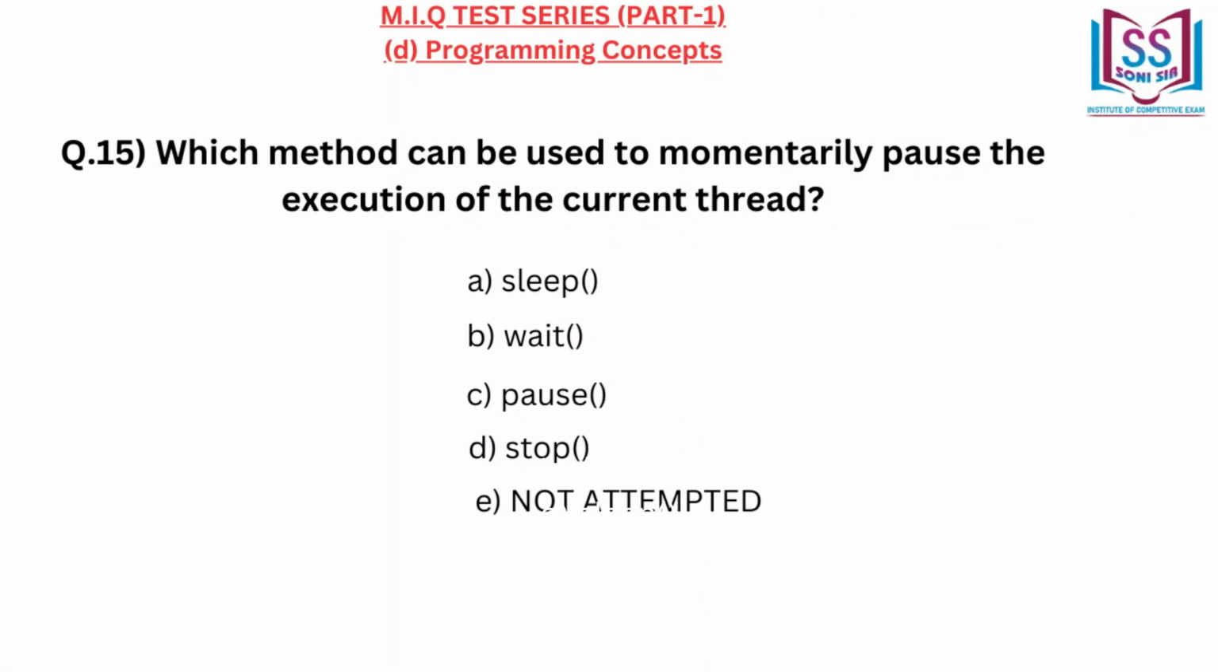Which method can be used to momentarily pause the execution of the current thread? A. Sleep. B. Wait. C. Pause. D. Stop.